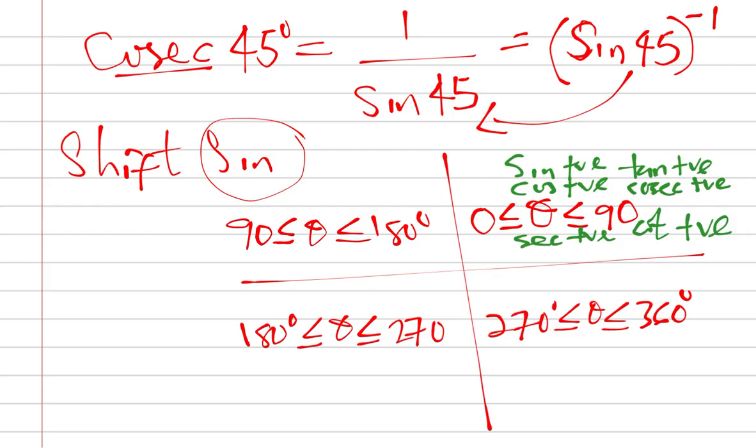But under the second, only sine and its inverse, cosec, are positive. I hope you are noting that. Every other function is negative. That means cos is negative, tan is negative, sec is negative, and cot is negative.